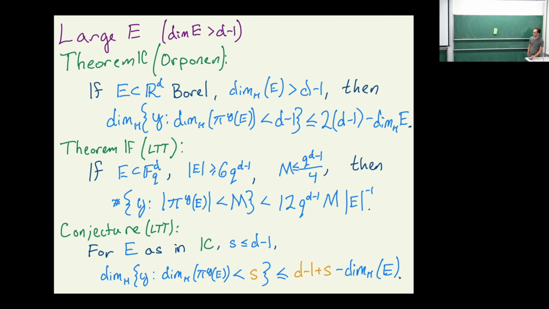So there's two different settings for how large your set E is. First is if the dimension of E is greater than d minus 1, then an exceptional point is one from which the dimension of the projection is less than d minus 1, because d minus 1 is the largest object that you can see. So here, in the continuous setting, there's a theorem of Orponen who said if the Hausdorff dimension of E is greater than d minus 1, then the dimension of the exceptional set is at most 2 times d minus 1 minus the Hausdorff dimension of E.